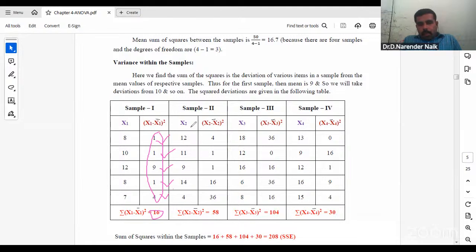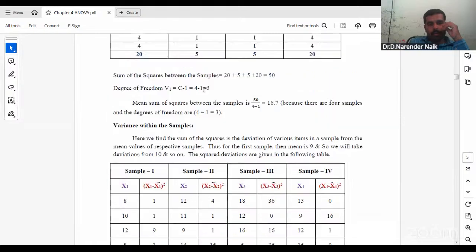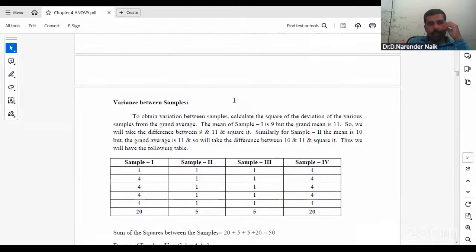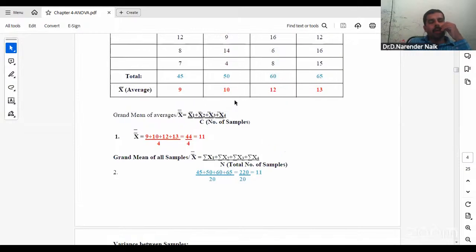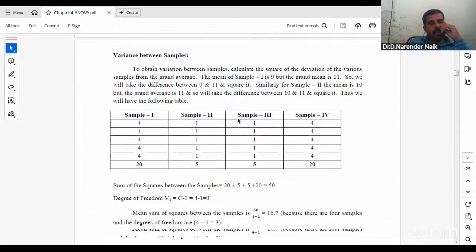That is x2: 12, 11, 9, 14, 4. x2 minus x bar 2. So what is the x bar 2 value? Observe carefully. Any doubt, anybody? Wait a minute, we'll see the average values. See, 9, 10, 12, 13.